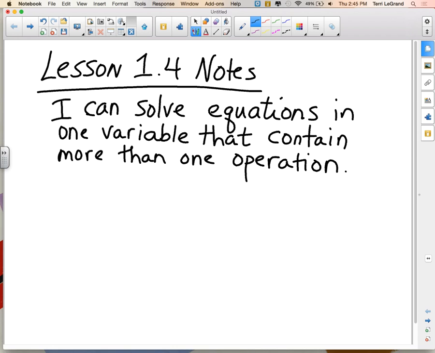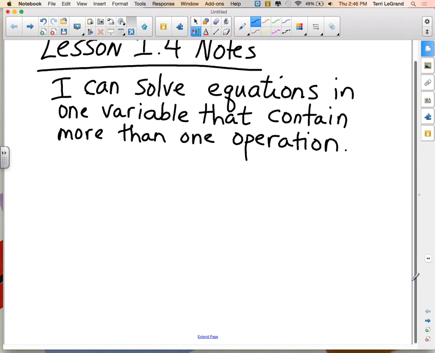I'm still seeing on some papers, we're having a really hard time understanding how to keep an equation balanced. Some of you are not understanding that if you multiply one side by something, you have to multiply the other side by something. You just have not kept it balanced. So you can't just do something to one side of the equation and say that you've kept it balanced.